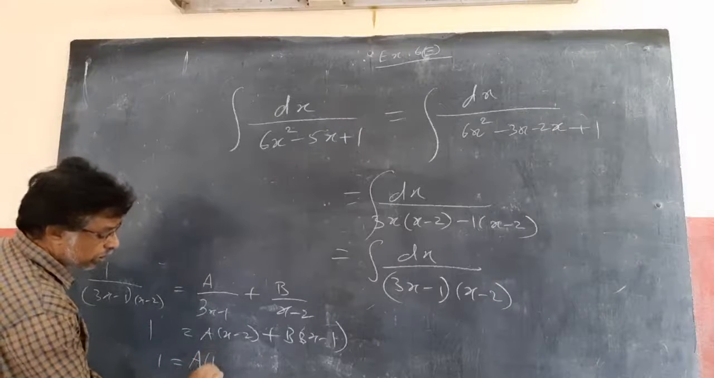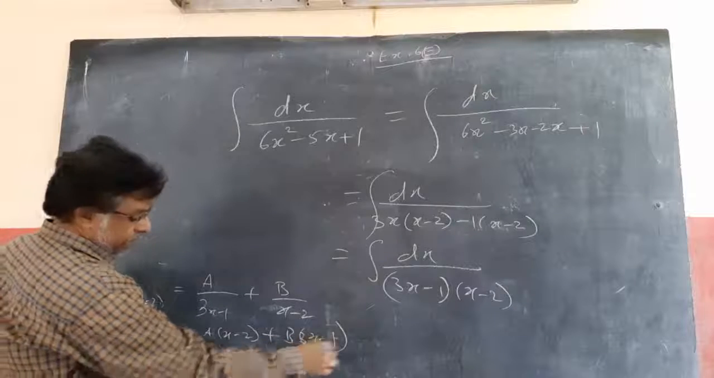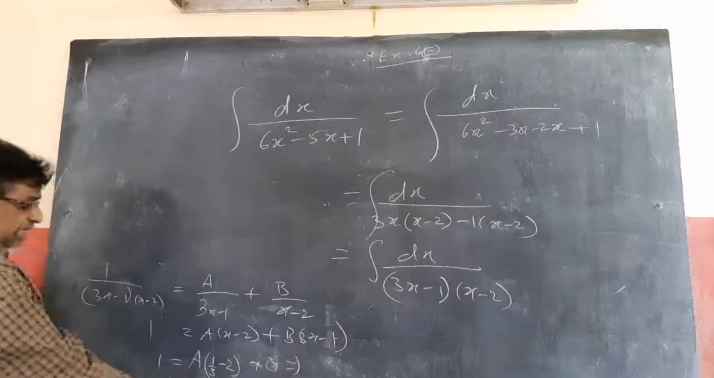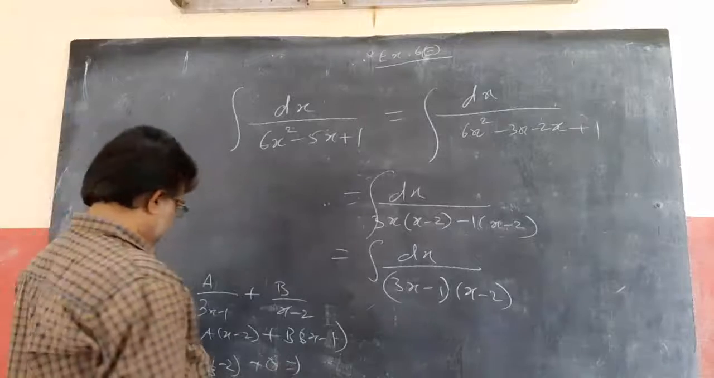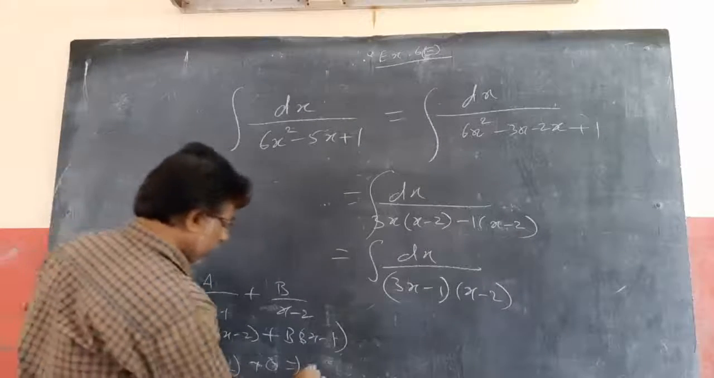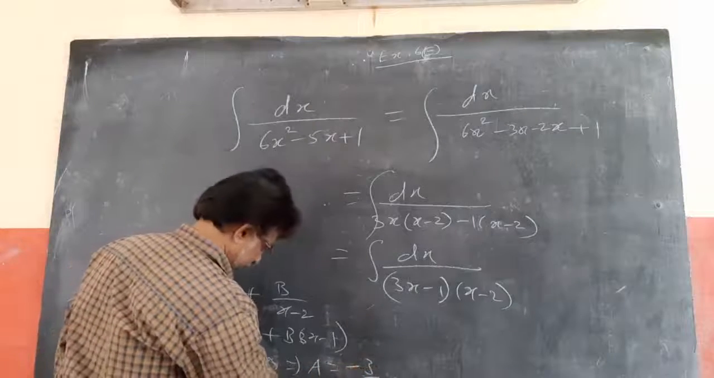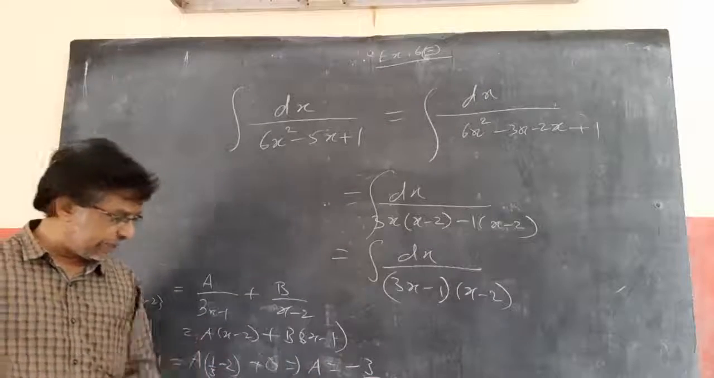plus B into (3 times 1 by 3 minus 1), which is 0. So you will get, taking LCM, (1 minus 6) by 3, which is minus 5 by 3. So I get A equal to minus 3 by 5.